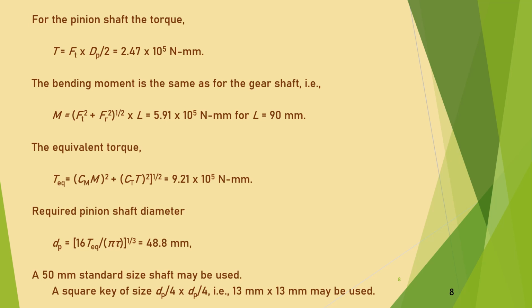48.8 mm, where tau is equal to 40 MPa. A 50 mm standard size shaft may be used. A square key of size dp by 4 into dp by 4, that is 13 mm into 13 mm, may be used.